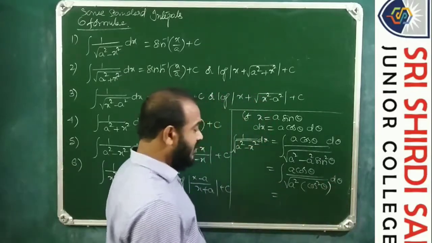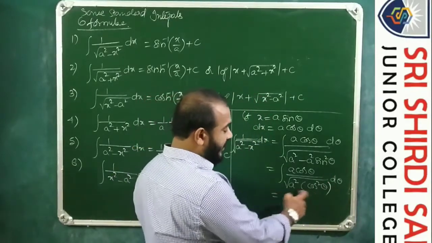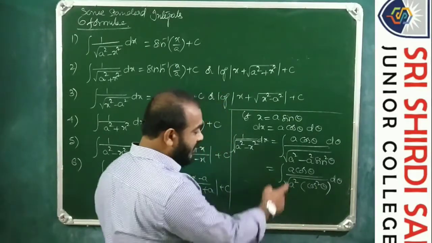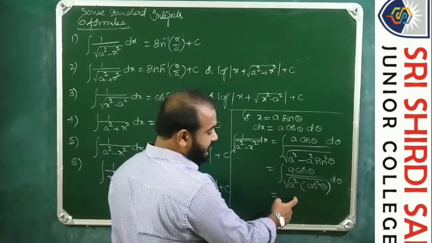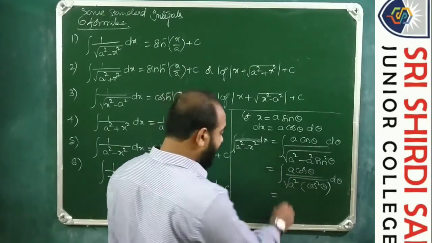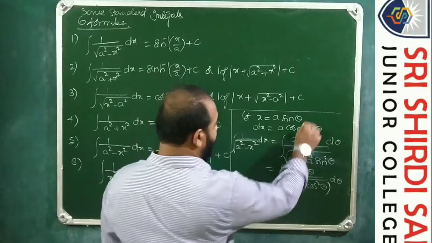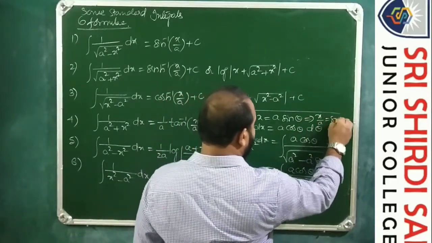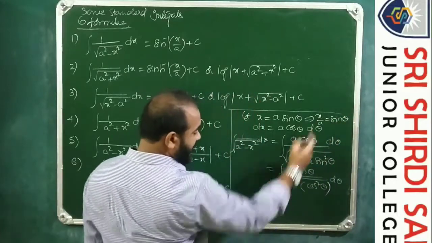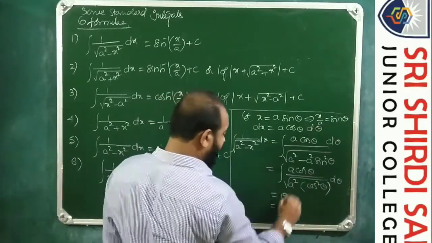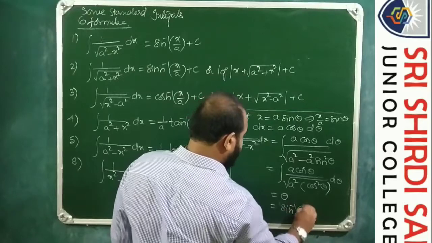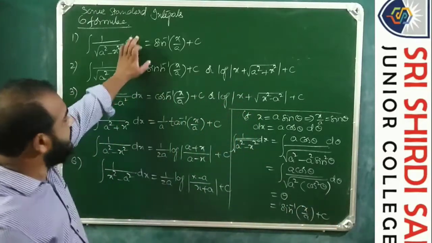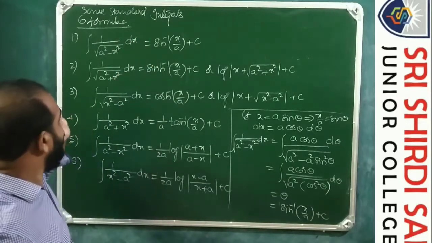So this is a cos theta by, a cos theta whole square under root. The square root gets cancelled. We are left with a cos theta by a cos theta, so that gets cancelled. Integral 1 d theta is theta. From this, x by a is equal to sin theta, so theta is equal to sin inverse x by a. So sin inverse x by a plus c. This is what we needed to prove.